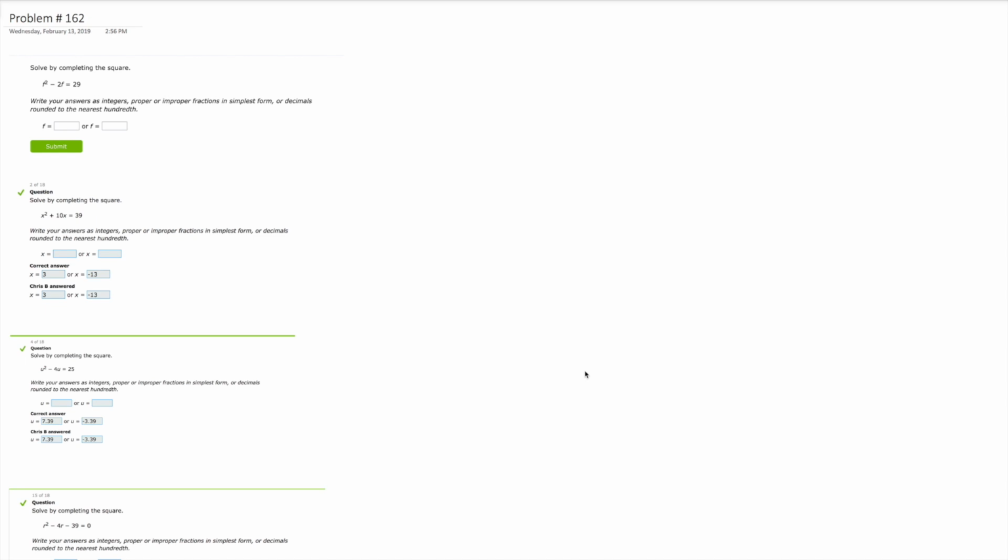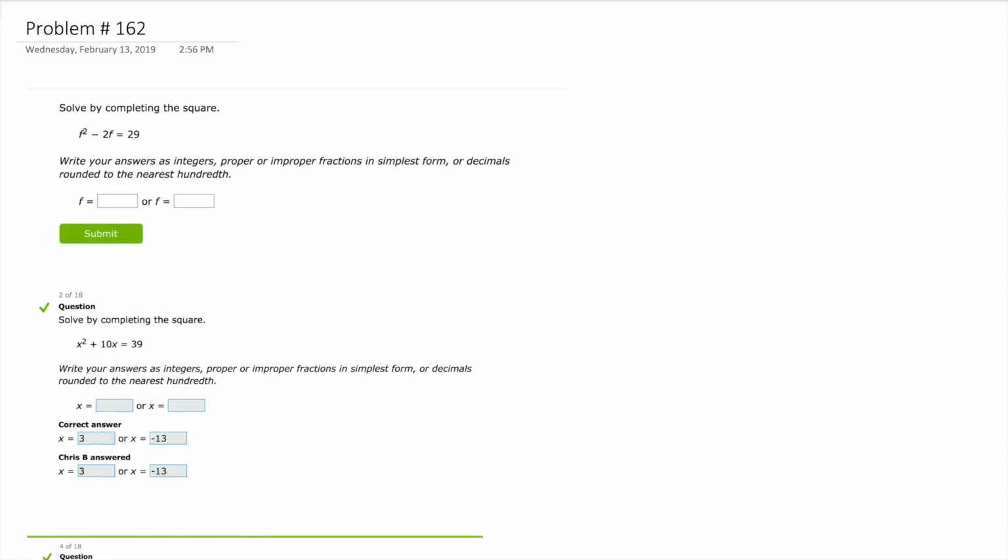Alright, today's lesson is on completing the square. And can you see this okay over here? Alright, so when you use the quadratic formula, do you know what the point is?